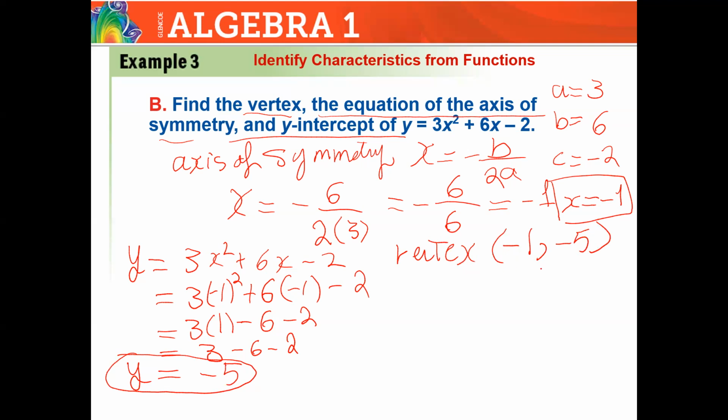So we got the equation of the axis of symmetry, which is x equal -1. We got the vertex, and we need to get the y-intercept. And as I told you before, the y-intercept is the c, so c equals -2. So now we are done with the second example, and we found out that the y-intercept is equal to -2.